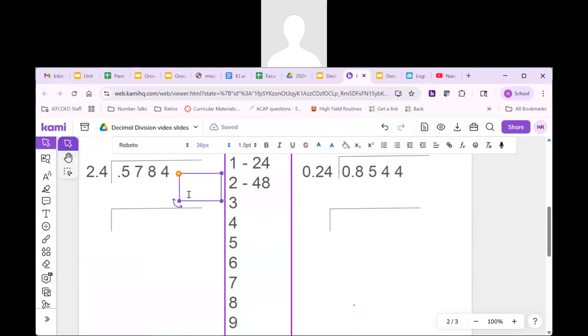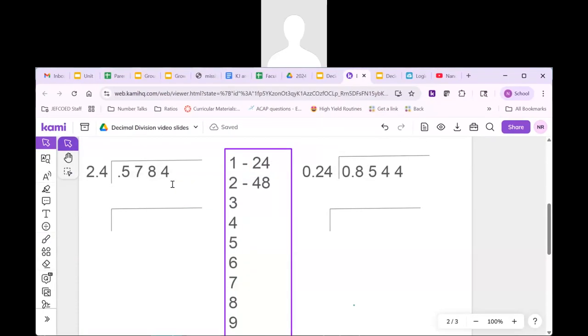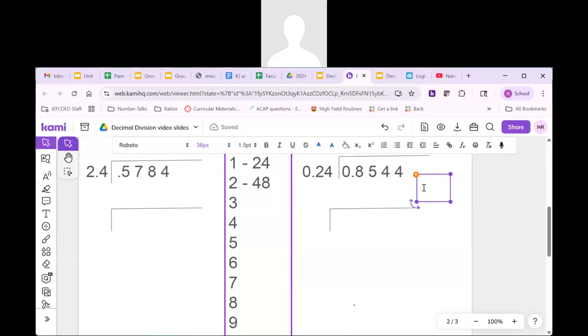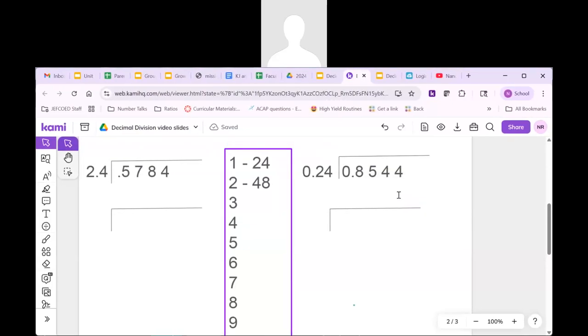The answer to the first problem is 0.241. I want to come back and talk about why that is less than 0. And if you did this problem over here, the answer is 3.56, 3 and 56 hundredths. Now let's go back into the problem and talk.